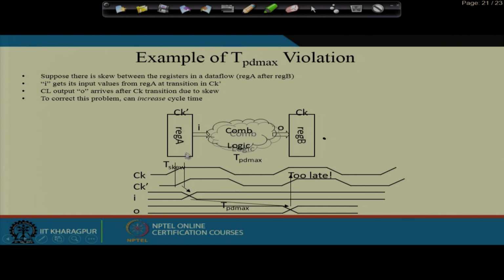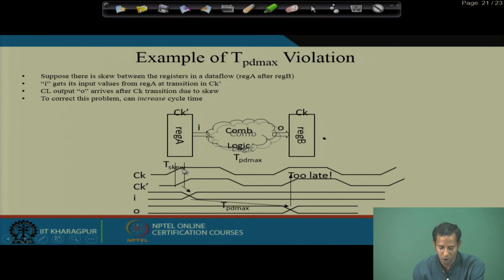Let us consider this example of the TPD max violation. Here we have register A and register B, and in between we have some combinational logic. Register A is connected with the clock, whereas register B is connected with the skewed clock bar. The clock bar is skewed, so it arrives after some time, which is the amount of skew. The output I from register A changes at this particular edge, depending on the clock.